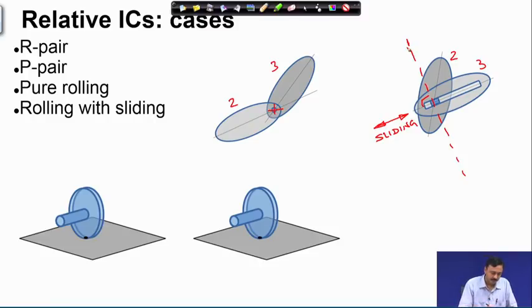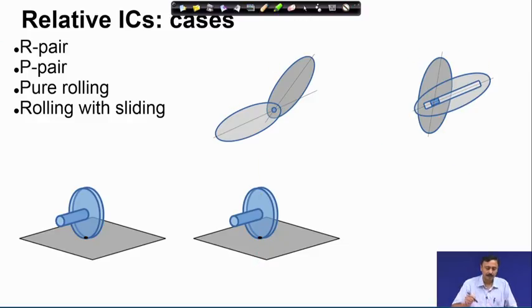In the case of a purely rolling disk, as you know, the velocity at the point of contact is 0 for the pure rolling case. Therefore, this is the relative IC between the ground and the wheel. In the case of rolling with sliding, we cannot exactly locate it, but it must lie on this line. Why? Because when it is purely rolling, it must be at the point of contact. When it is purely sliding, when it is only translating and sliding, it must be at infinity, either in the upward or downward direction. So, in between, if it is rolling and sliding, it will lie on this line somewhere.